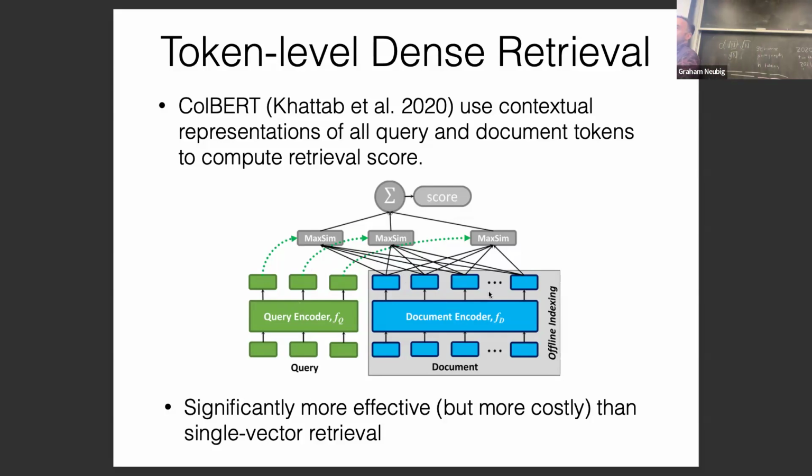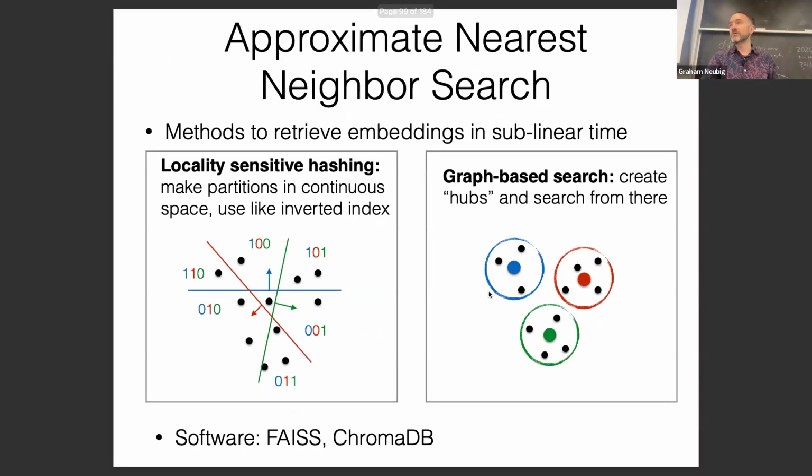However, there's a huge problem with this, which is that if you're encoding each token in the document, and you have 512 token documents or 512 token passages, you're using 512 times the disk space in order to store this huge index. And also, even though these approximate search methods are sublinear, they're still not constant. And so that does increase your search time.